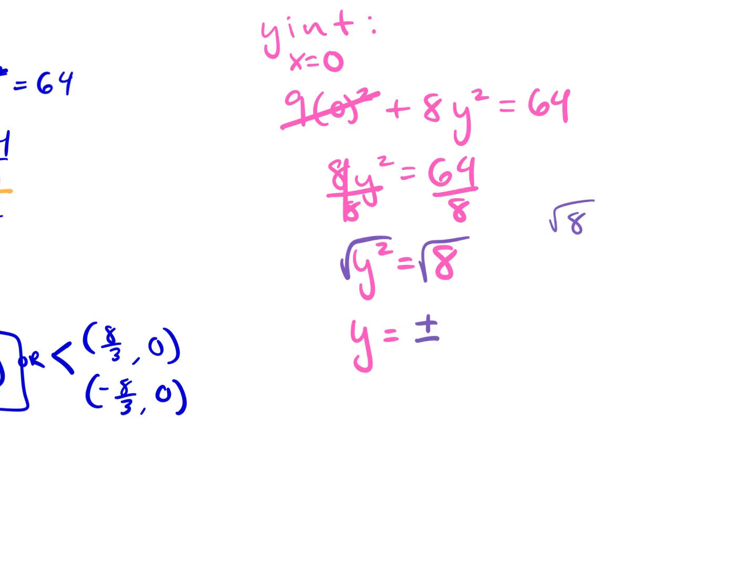What are factors of 8? 4 and 2, and 2 factors of 4? 2 and 2. So we circle 2 of a kind. So what would come to the outside? 2, square root 2. Perfect. So plus or minus 2 square root 2.